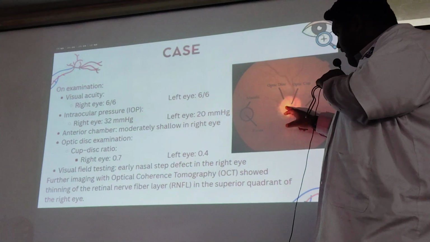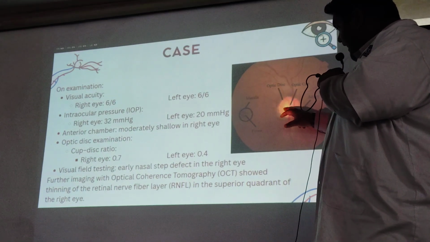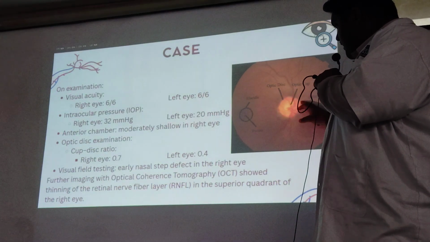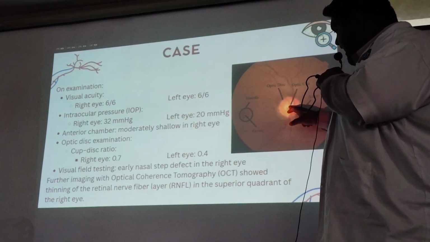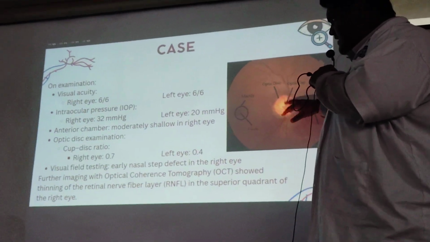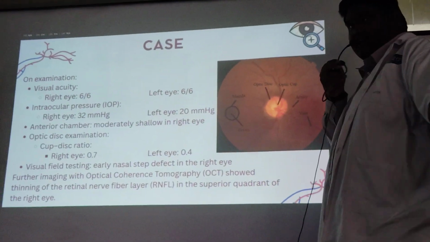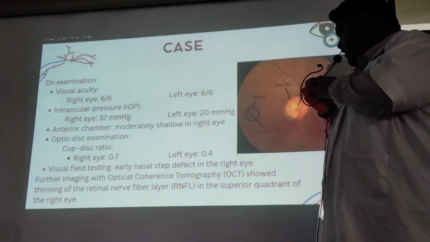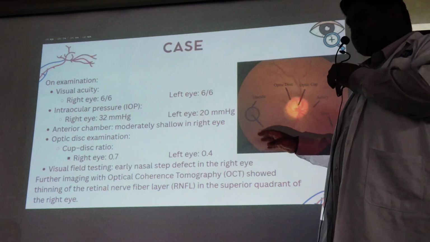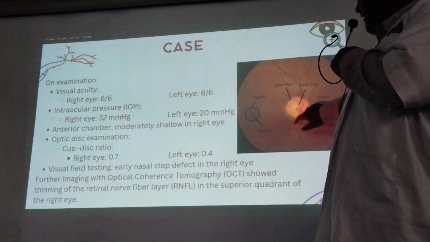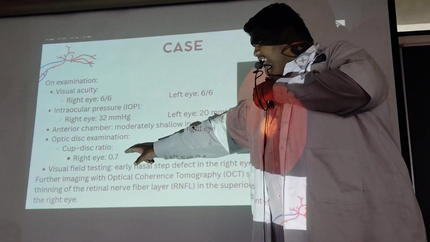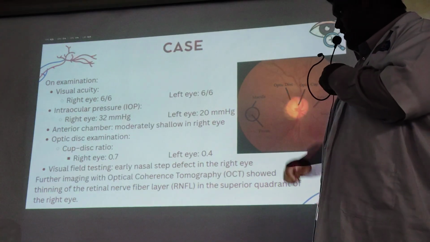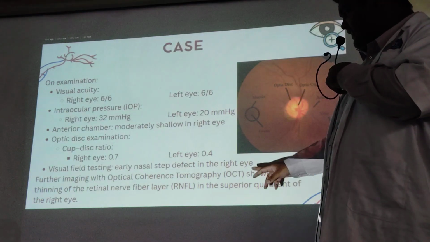Basically the white shallow part you see, I don't know if people in the back can see, but the white depression you can see in the middle is called the optic cup, and the outer part, the pink layer, is the optic disc. So the diameter ratio of the optic cup to the optic disc is measured in the optic disc examination. It is what we usually check in fundoscopy. So the normal ratio for each eye should come between 0.3 to 0.5. So here we can see that the right eye has a higher ratio and the left eye is in the normal field. Visual field testing, early nasal step defect in the right eye.